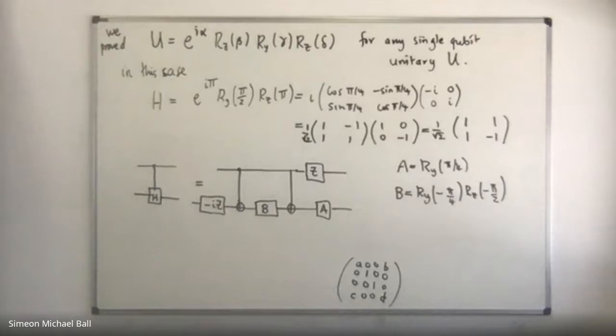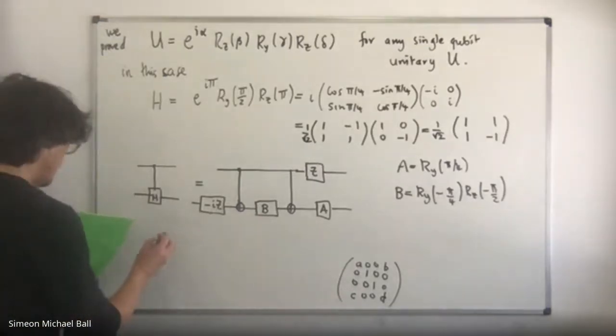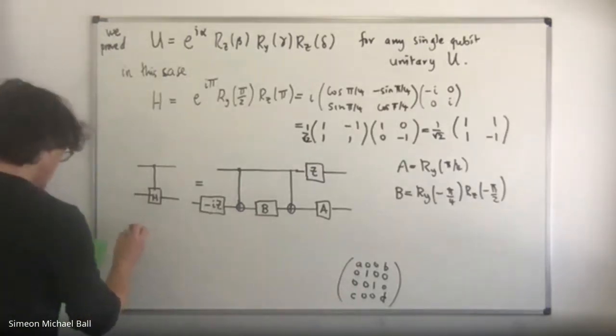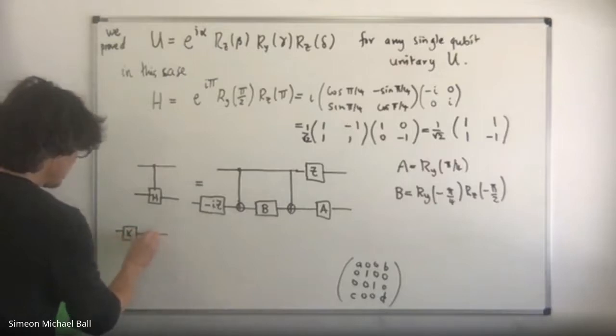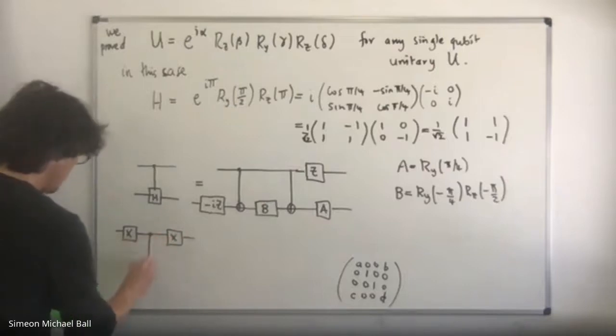So let's have a look again at this one, because this one's not so obvious how to implement, and it will give us a good indication of what we have to do in the general case. So as we saw before, sometimes we want to control with the 0 and not with the 1.